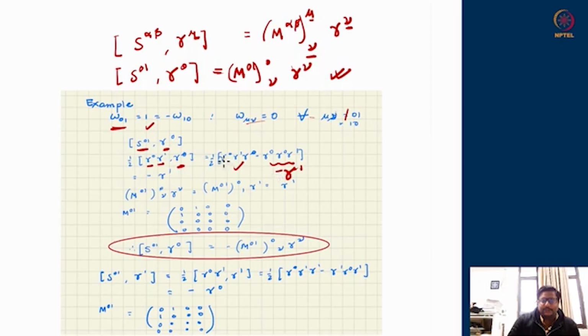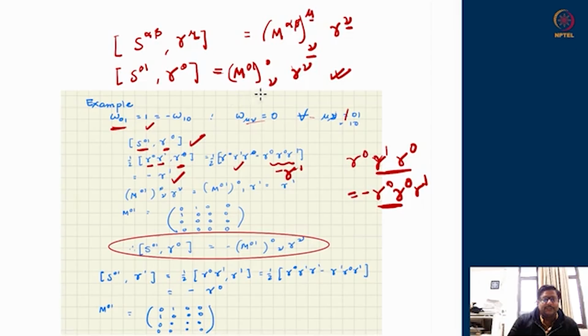Look at the first term, which is gamma 0 gamma 1 gamma 0, and we also know that gamma 1 gamma 0 is the negative of gamma 0 gamma 1. So this is equal to minus gamma 0 gamma 0 gamma 1, and again gamma 0 squared is identity. So this first term is also minus gamma 1. So half of minus twice gamma 1 is equivalent to minus gamma 1. This is the left hand side.